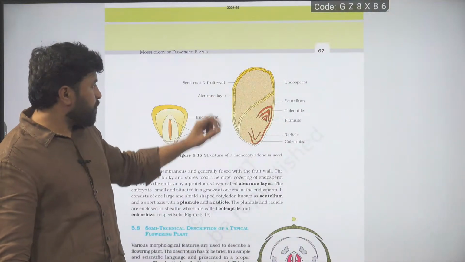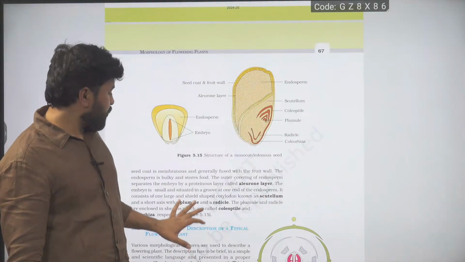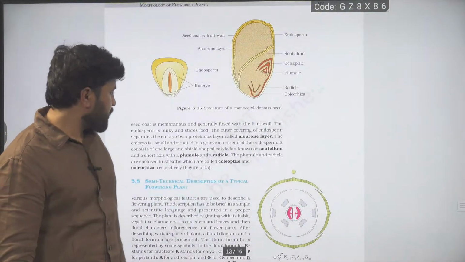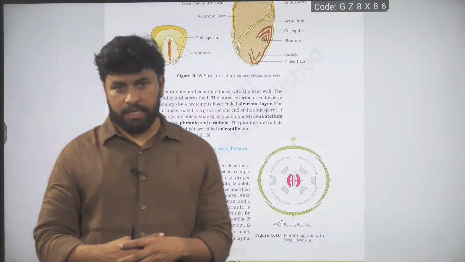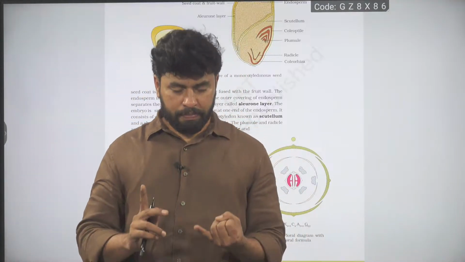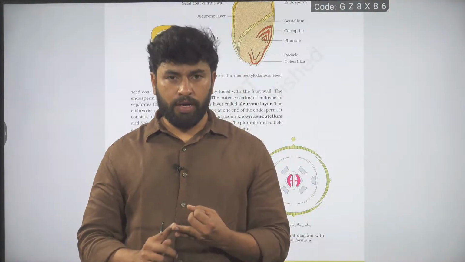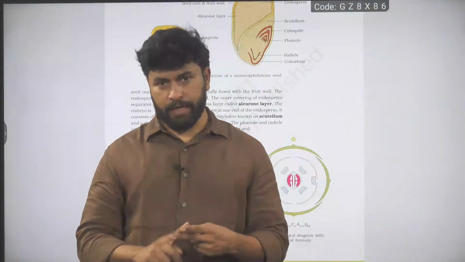Seed coat plus fruit wall, both are going to fuse, that we call as husk. Is it clear? That's about the thing about seed. So far, we discussed about calyx, corolla, androecium, gynoecium.